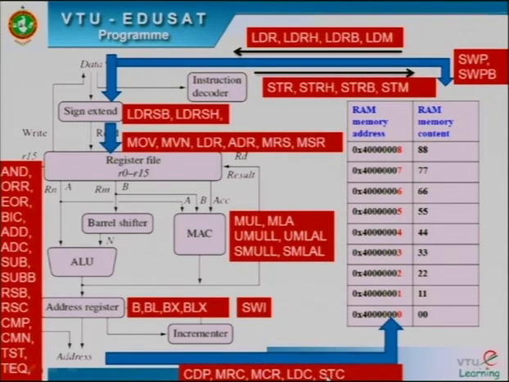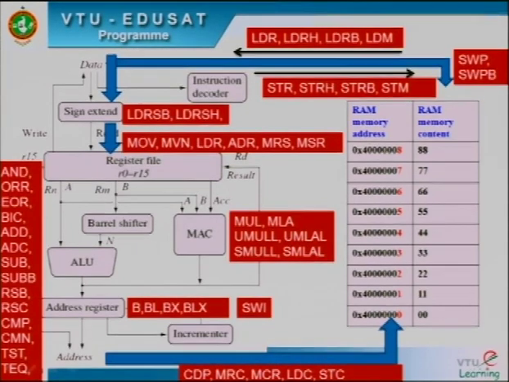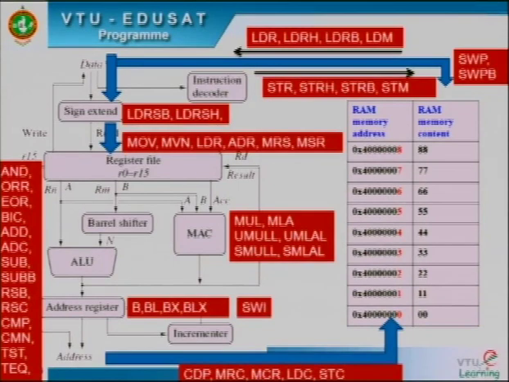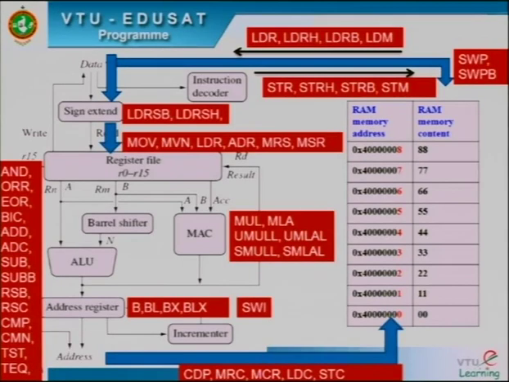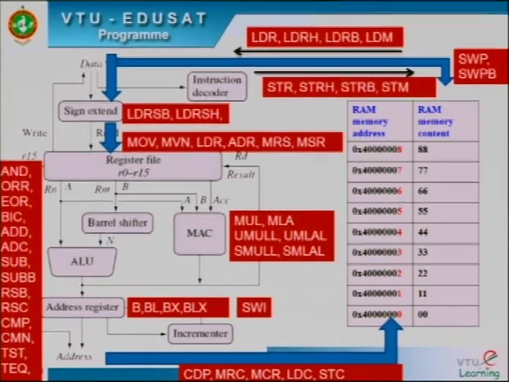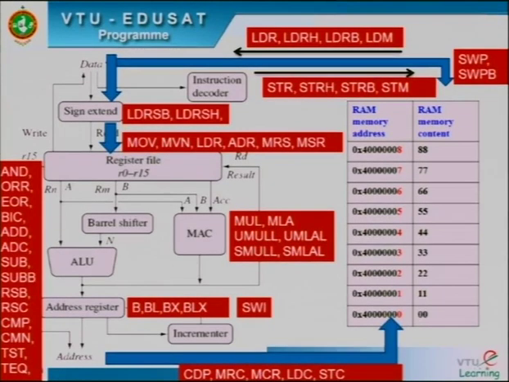LDC and STC are to load the memory content to the coprocessor register. MRC and MCR are to copy the coprocessor register to the main processor core register, or copy the main processor core register to the coprocessor. CDP is a data processing operation on the coprocessor. So these are all the instructions.